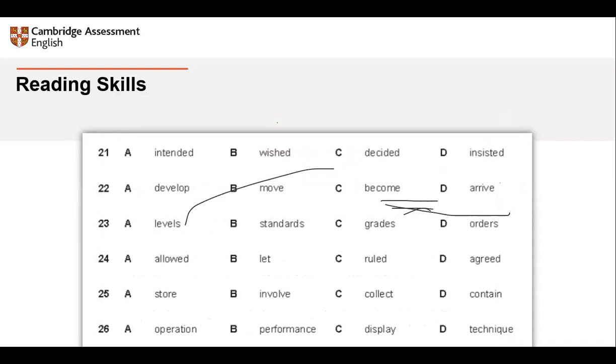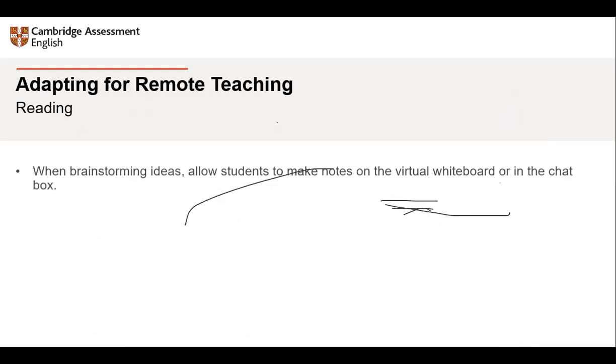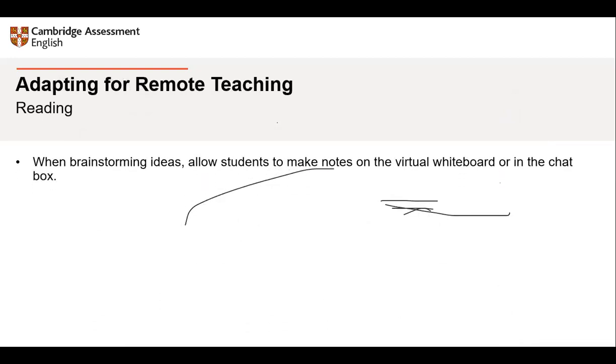If it is asynchronous, you can maybe break the task, send them the text, they guess, and then you send them the options, and then they send the answers afterwards. So adapting reading for remote teaching, make sure that when brainstorming ideas, allow students to make notes.